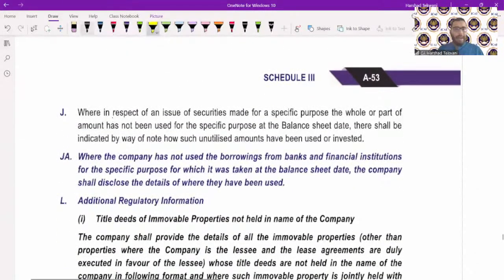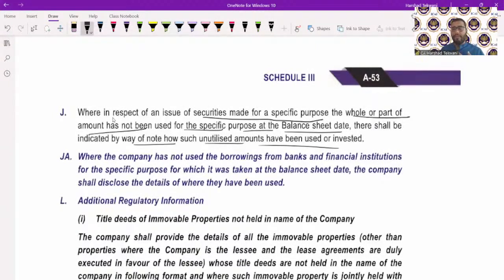Okay, where the issue of a security is made for a specific purpose, and whole or part of the amount has not been used for that specific purpose at the balance sheet date, then a disclosure by way of note of the unutilized amount is required. For example, if I raised capital by way of equity shares, like an initial public offering or follow-on public offering, for a specific expansion purpose, but I have not used that amount for expansion till now, and the amount is lying unused, then I need to provide disclosure over here.